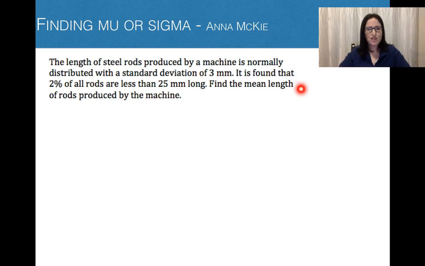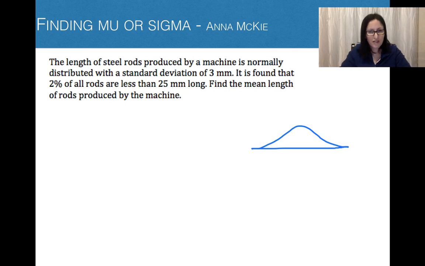The length of steel rods produced by a machine is normally distributed with a standard deviation of 3 millimeters. It is found that 2% of all rods are less than 25 millimeters long, and you're asked to find the mean length of rods produced by the machine. Again, if you're not sure what to do with these types of questions, draw yourself a picture. Even if you do know what to do in these questions, you should draw yourself a picture.